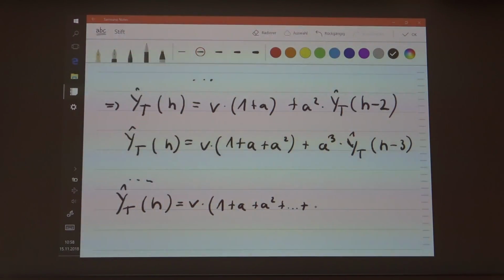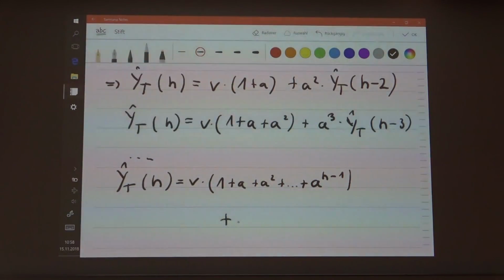I'm going to stop at a to the power of h minus 1, so that will be the final one. Then you have times a to the power of h, times the forecast at time t for time t plus h minus h. Of course, h minus h is going to be equal to 0, so this will be the forecast at time t for time t.